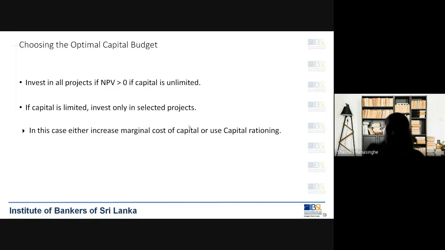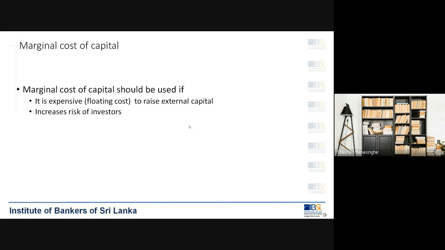But if capital is limited, invest only in selected projects. If you have only limited capital, you need to pick and choose which projects you can invest in. In this case, either increase marginal cost of capital or use capital rationing. Marginal cost of capital is the additional cost you have to incur to raise one unit of additional capital.